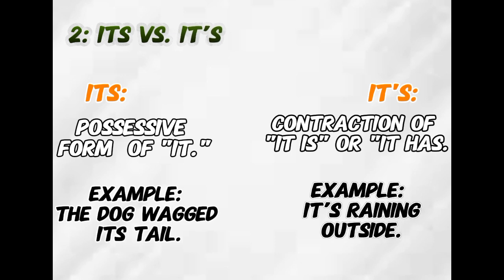Next up, we have its and it's. Its is possessive, like the dog wagged its tail. Simple enough. It's is a contraction of it is or it has, like it's raining outside. So its shows ownership, and it's means it is. On to the next.